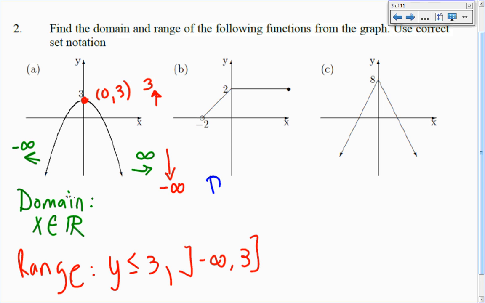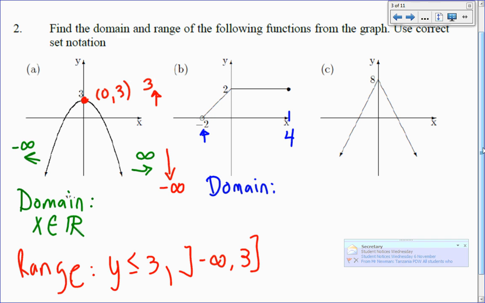Okay, domain in this second one. We can see x is going from negative 2 to, I guess we'll assign this a value. This is not an arrow, so we'll say that's 4.